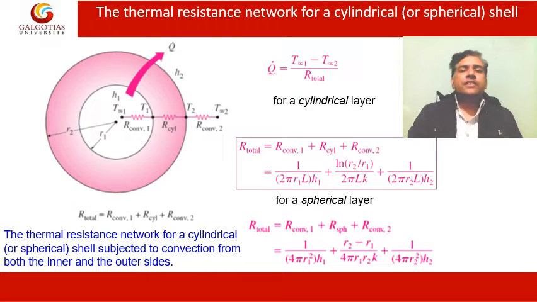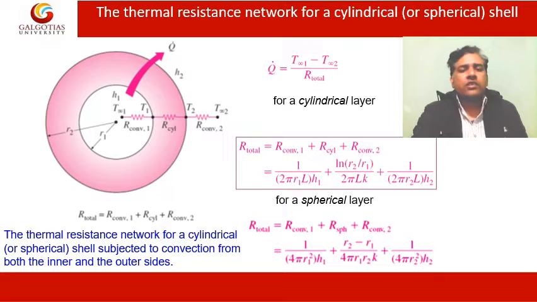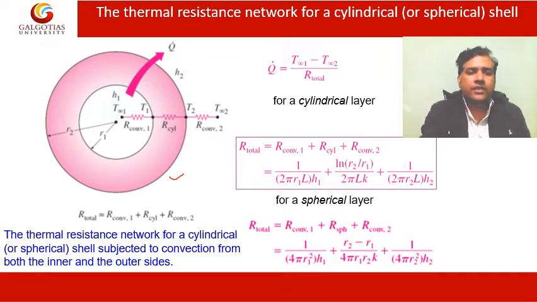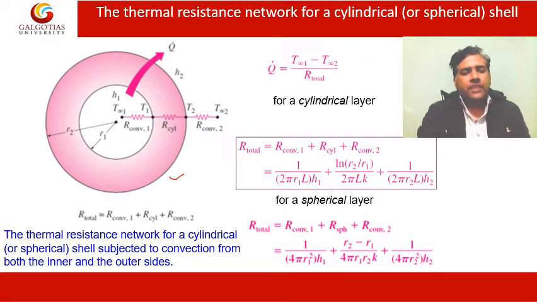So for the thermal resistance network for the cylindrical or spherical shell, as we can see, if there is more than one cylindrical layer over another cylindrical layer, then obviously these layers will form some sort of thermal resistance network. Okay, so let us consider this example, where this is the cylinder and this is the inner cylinder. It may be solid or it may be hollow, having some material inside it or some fluid inside it.